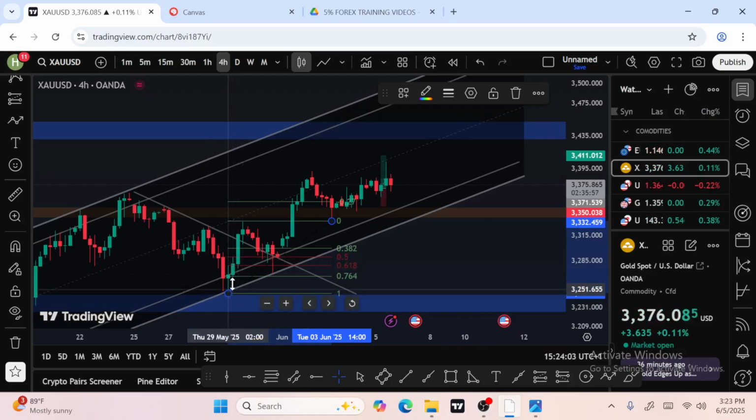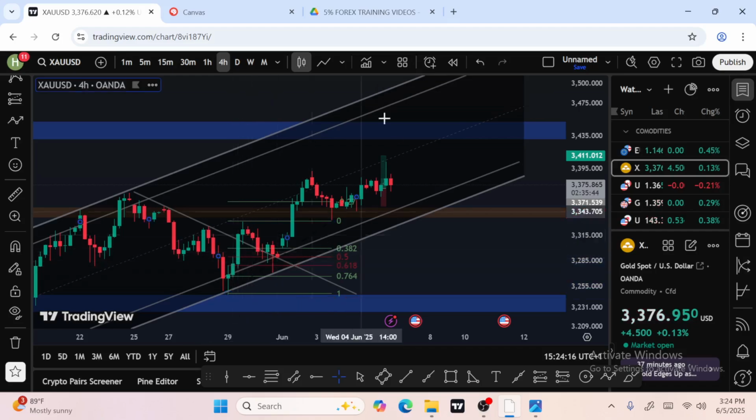Now, from here to here, another retracement starts happening. What will you do? Place your Fibonacci when you see a retracement. Let me delete. I want to delete this guy. Where is the delete? Here.